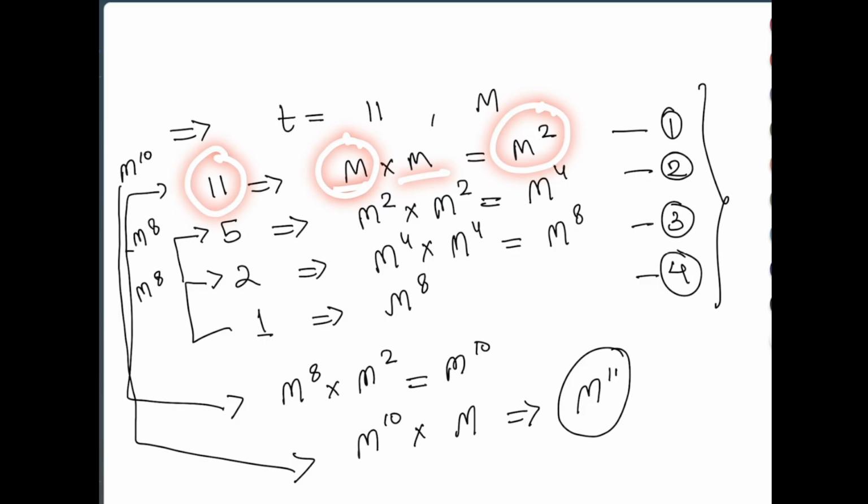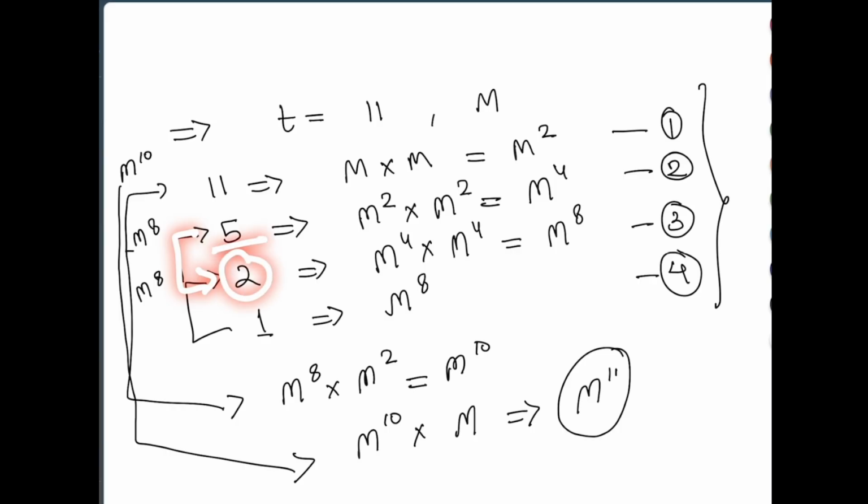Then you will call the function again. We will create a function for this. Then you will call a function again, and this time with half of 11, which is 5. And this time the value will be M square. So M square multiplied by M square is M to the power 4. Now again you will do the same process. Call another function, this time with 2. This is the half of 5. So M to the power 4 multiplied by M to the power 4, which is M to the power 8. And then you will call it again with the half of 2, which is 1. And if it is 1, you will return back. You will not do anything.